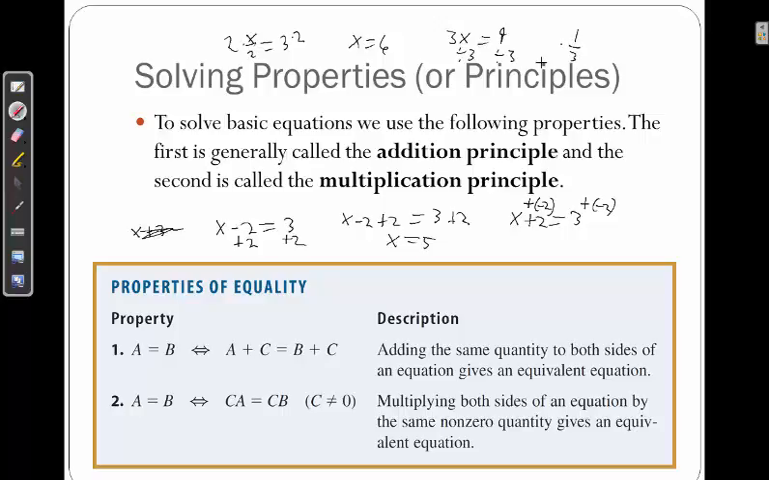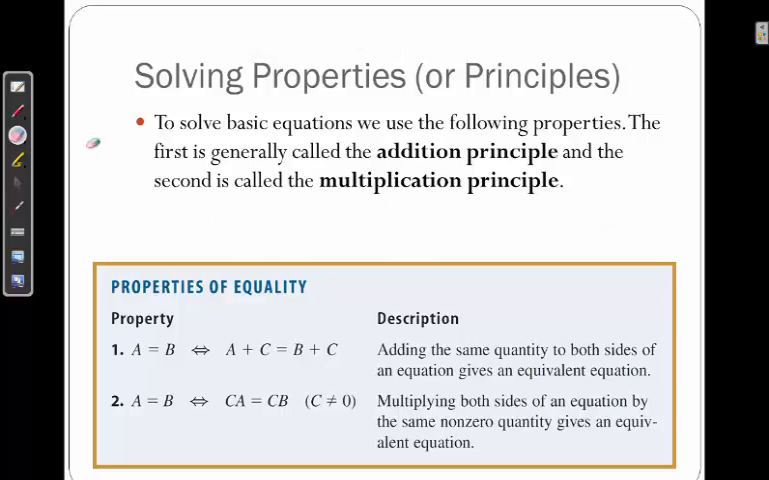So I don't need a division principle either, because the multiplication principle takes care of it. So our two properties say if we're given an equation, we can add or subtract the same thing to both sides of the equation, and the equation will still be true. We'll get an equivalent equation. And we can also multiply and divide numbers into both sides.